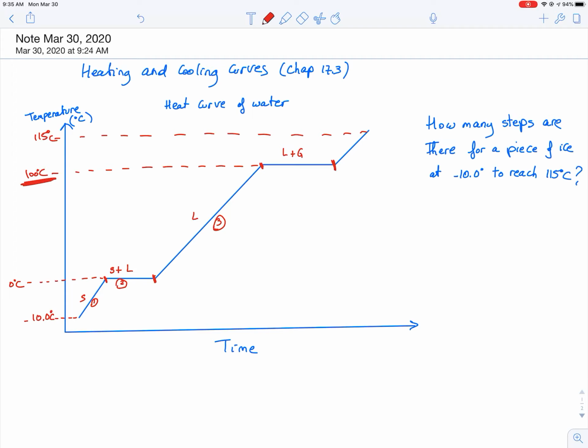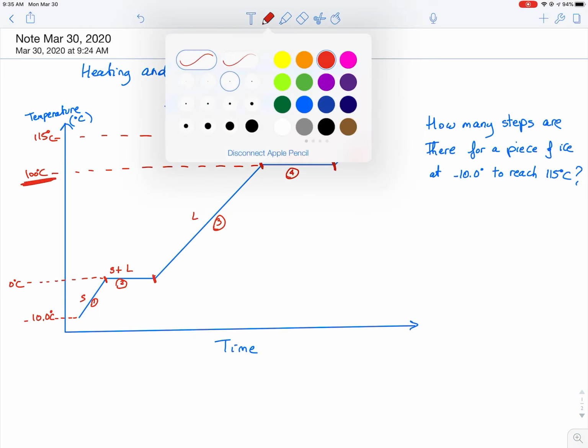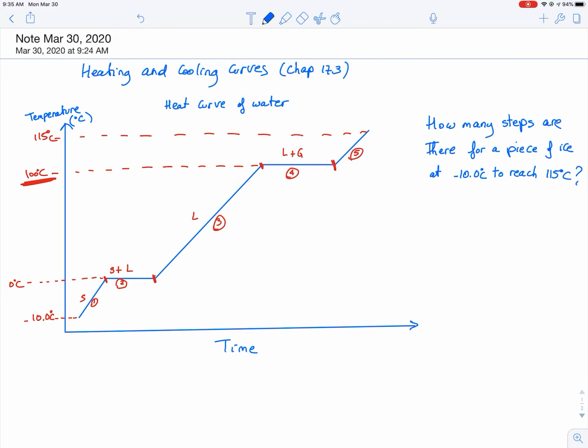So this is my step number 4, and this is my step number 5. So I believe this answers the question here, which is how many steps are there for a piece of ice at negative 20 degrees Celsius to reach 115 degrees Celsius. Okay, so we answered the question really, and the answer is 5 steps.